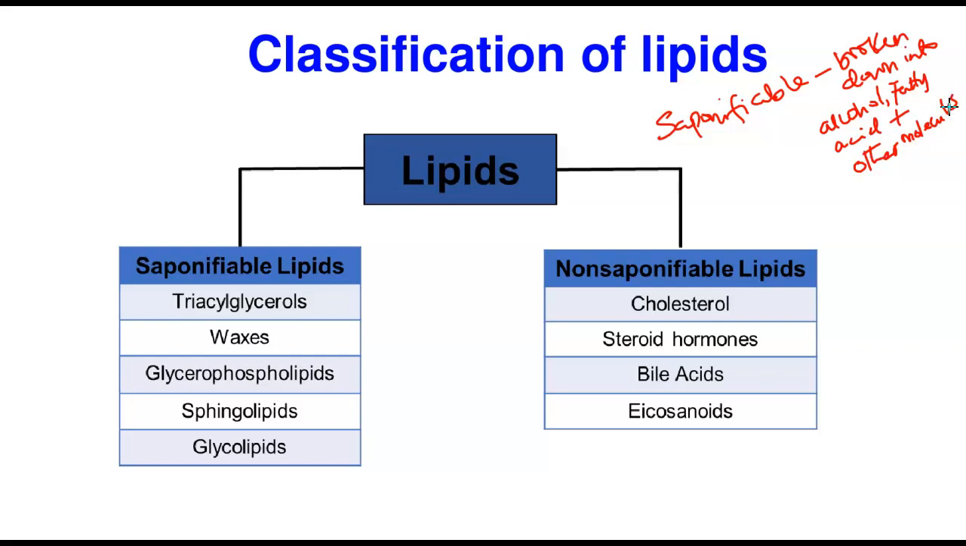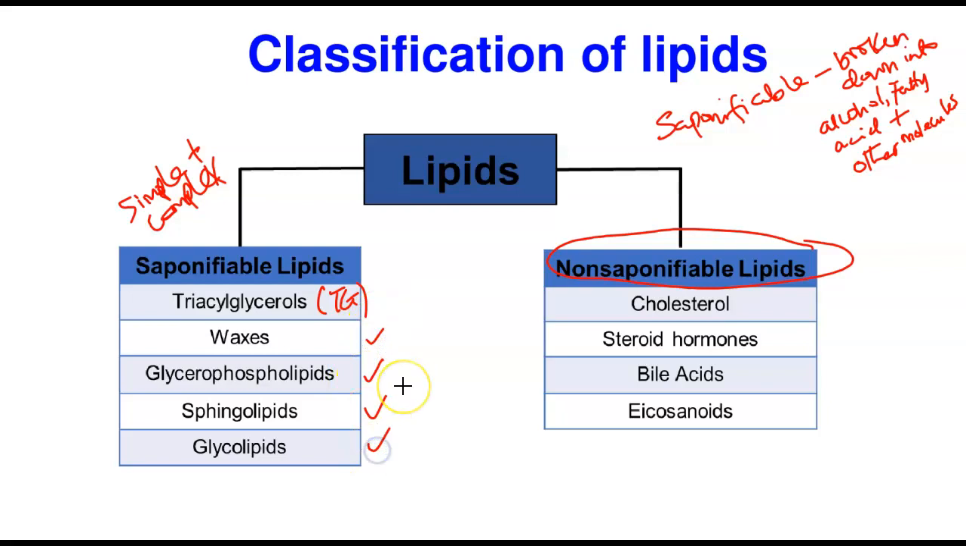Whereas those that are non-saponifiable cannot be broken down. So the saponifiable ones particularly constitute the simple and complex ones. The simple and complex ones are all saponifiable, and they include the triglycerides, or triacylglycerol, TG, as I called it earlier, the waxes, glycerophospholipids, sphingolipids, and glycolipids.